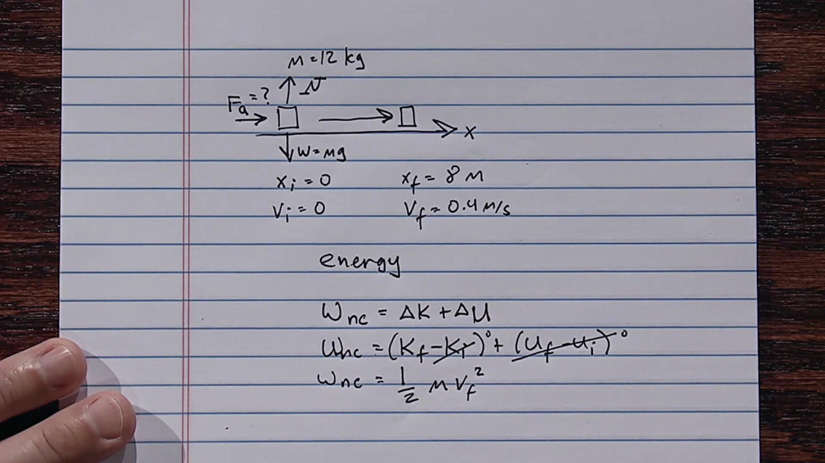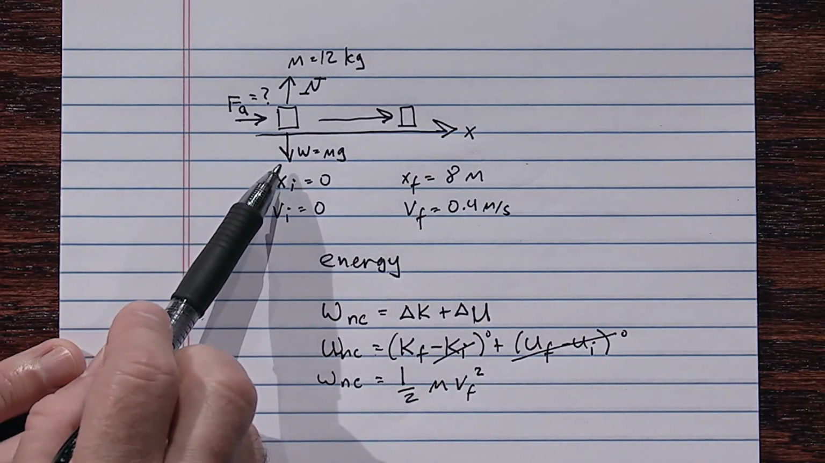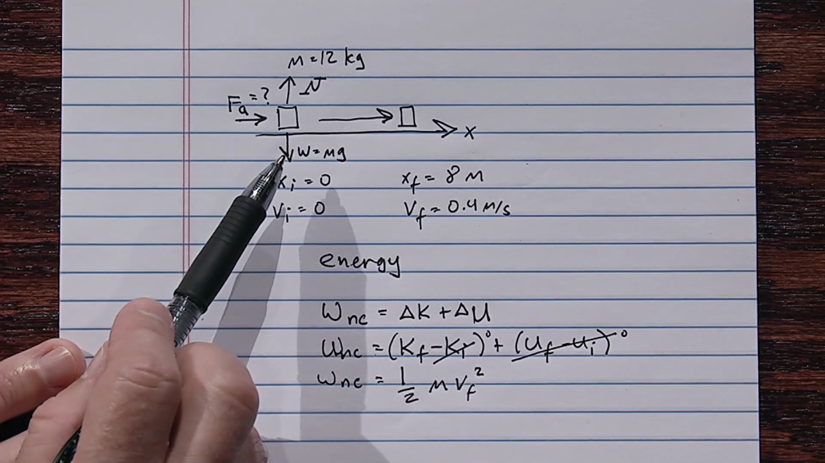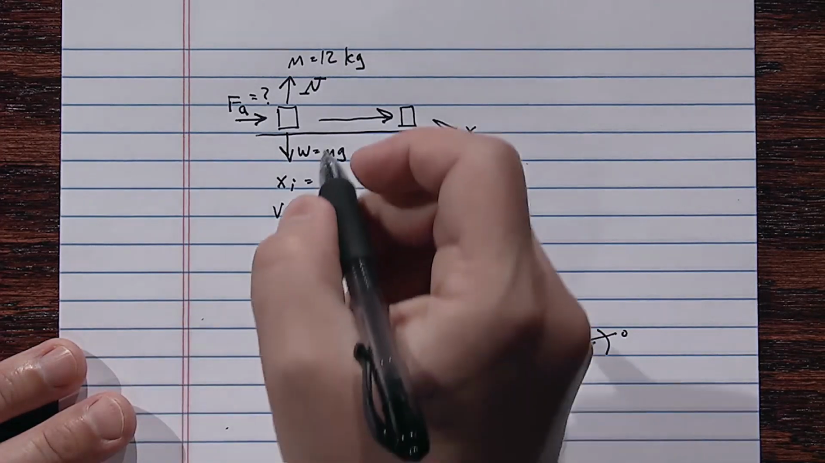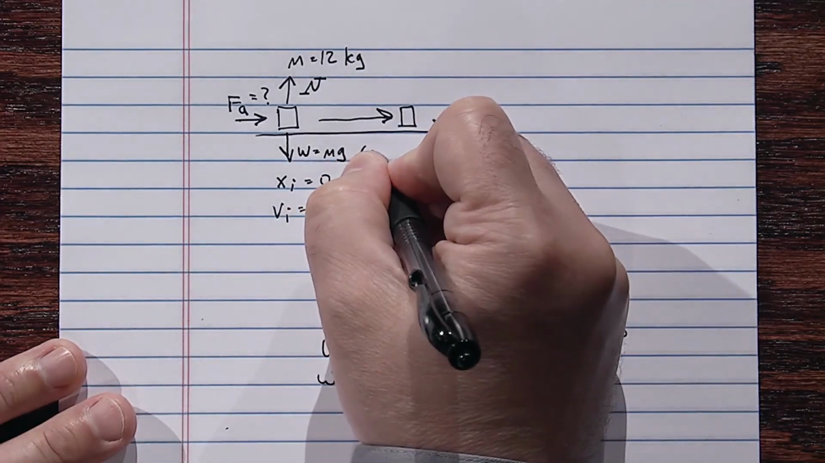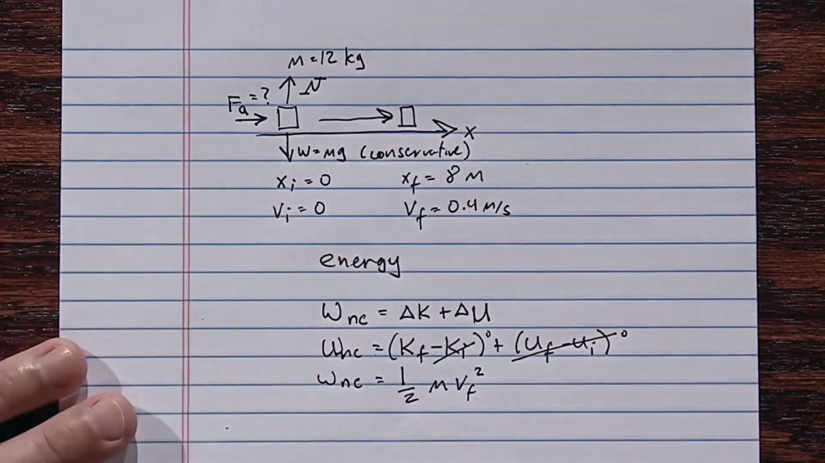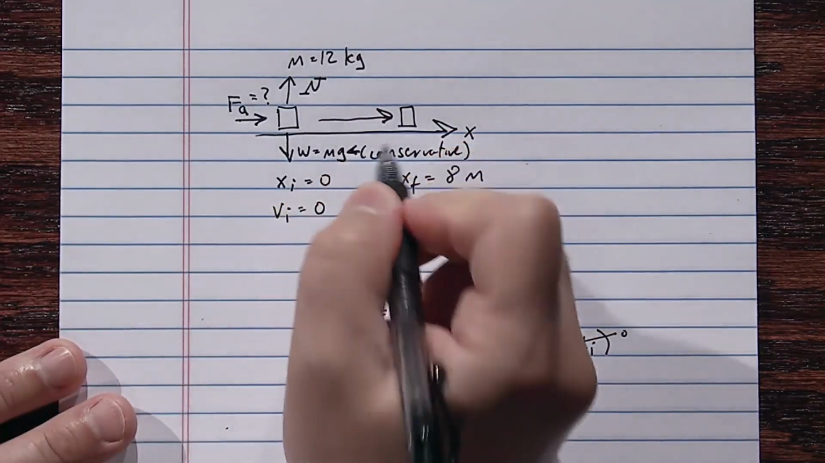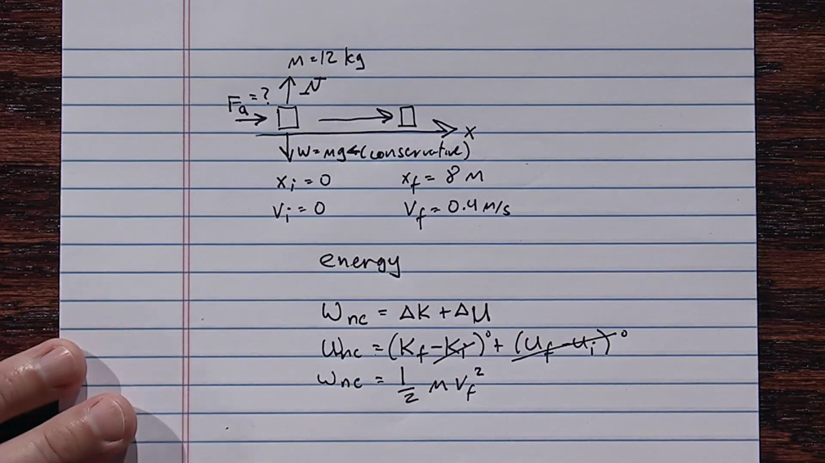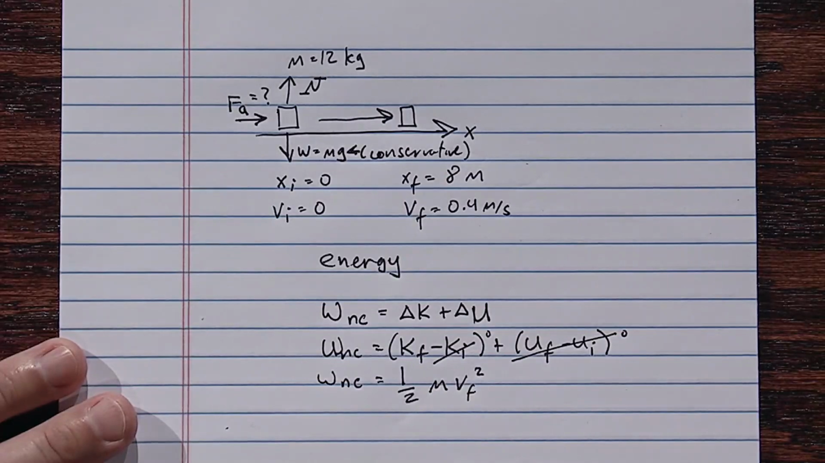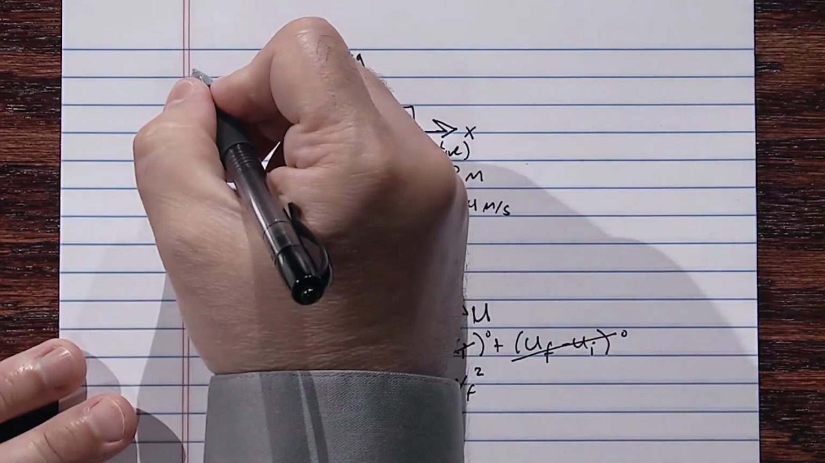Let's think about our forces. Our first force that we'll consider is weight, or the gravitational force. That is a conservative force because we have accounted for gravitational potential energy. So weight is a conservative force. We do not have to consider the work done by it. However, the normal force and the applied force do not have potential energy functions, so those are both non-conservative.